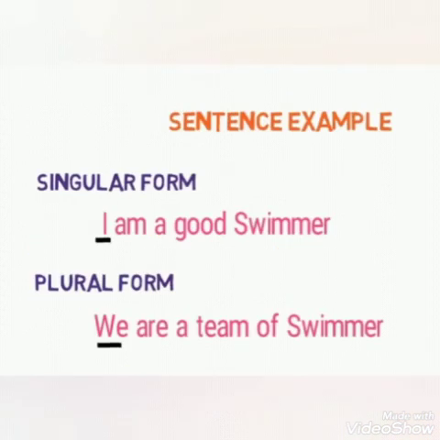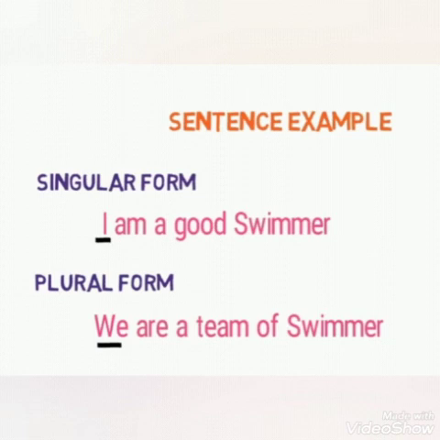Let's look into the examples of some of them. Singular: I am a good swimmer. I is used here as a subject and is in singular form. Plural form: we are a team of swimmers. Here students, we is used as a subject and in plural form.